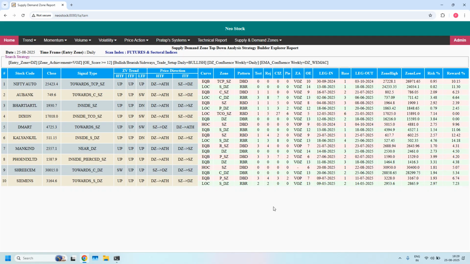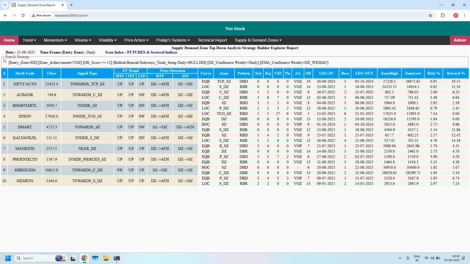Okay, this is based on the strategy LTF and ITF demand zone confluence and ITF EMA confluence. That is nothing but daily and weekly demand zone confluence and weekly demand zone with weekly EMA confluence. You can see, look into the search strategy: weekly demand zone with weekly EMA confluence.